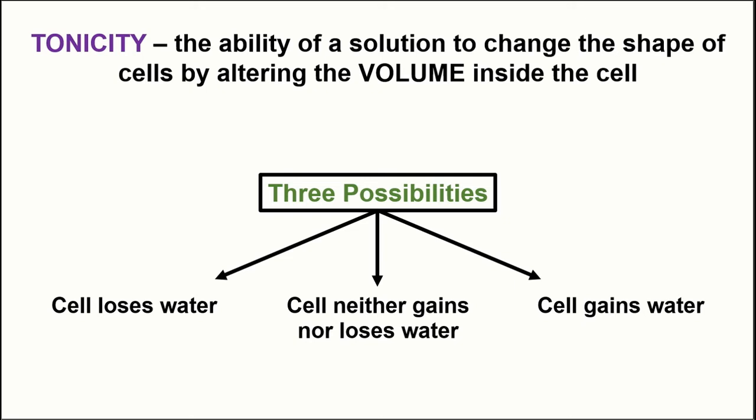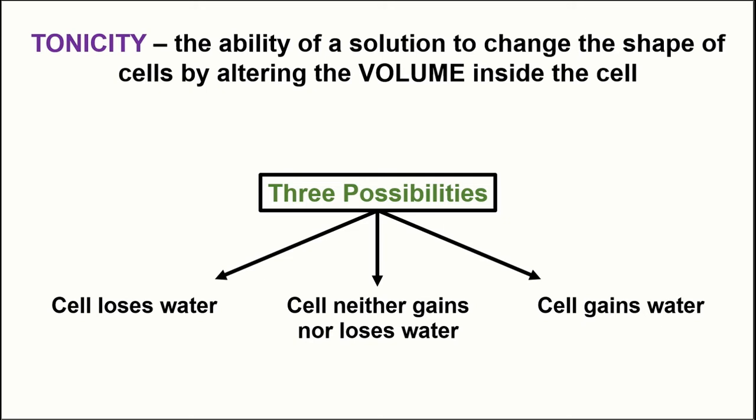So we have just learned that changing the concentration of solutes or water on one side of a membrane is going to promote osmosis of water across that membrane. And that osmosis, or that movement of water, is going to result in volume changes here. So let's look at this concept of tonicity. Now, tonicity refers to the ability of a solution to change the shape of a cell by altering the volume inside of that cell.